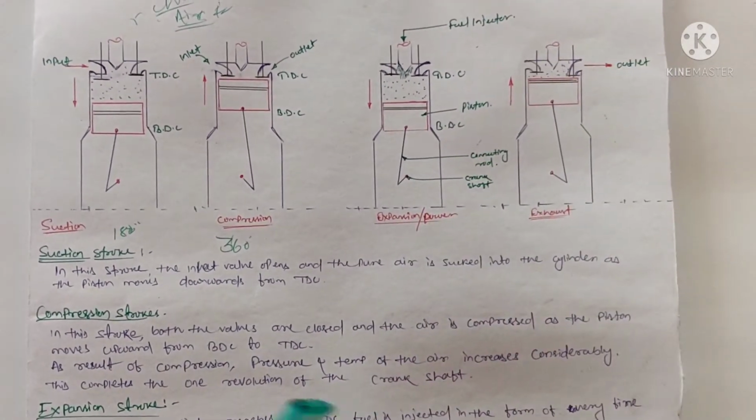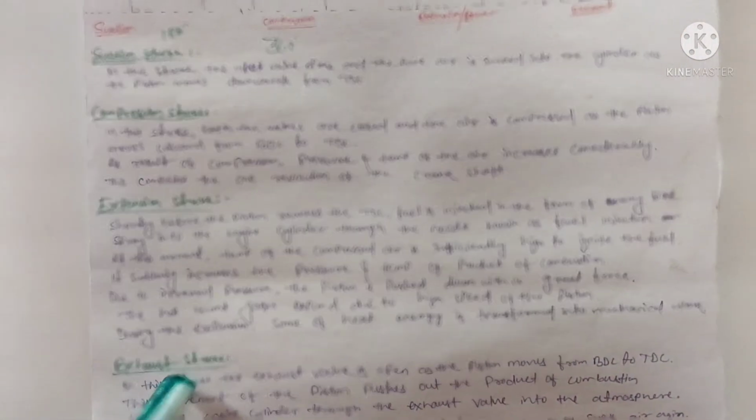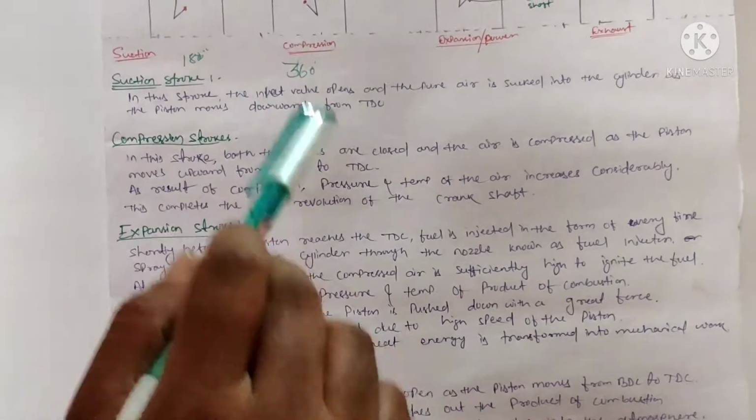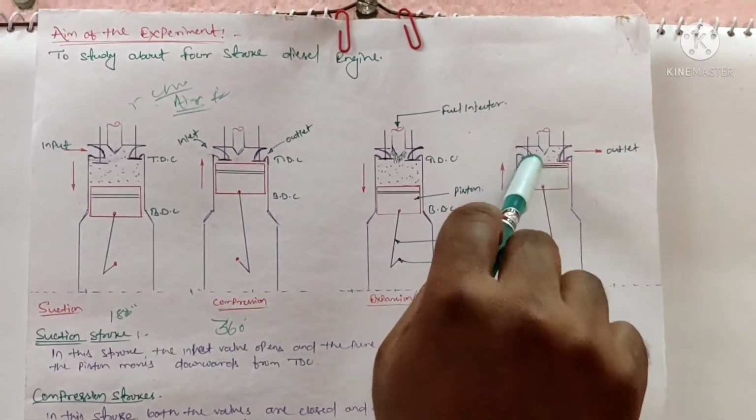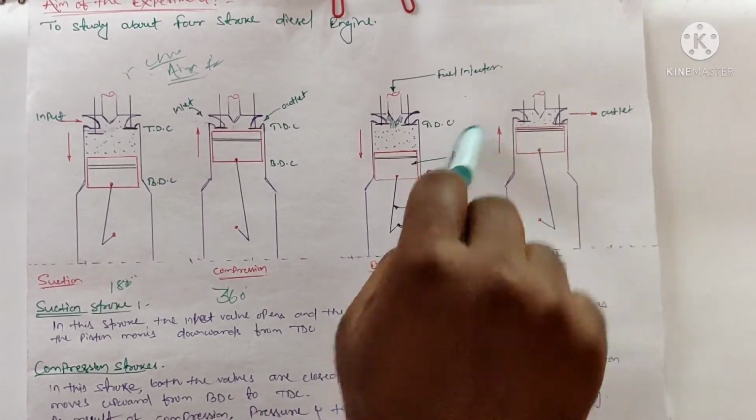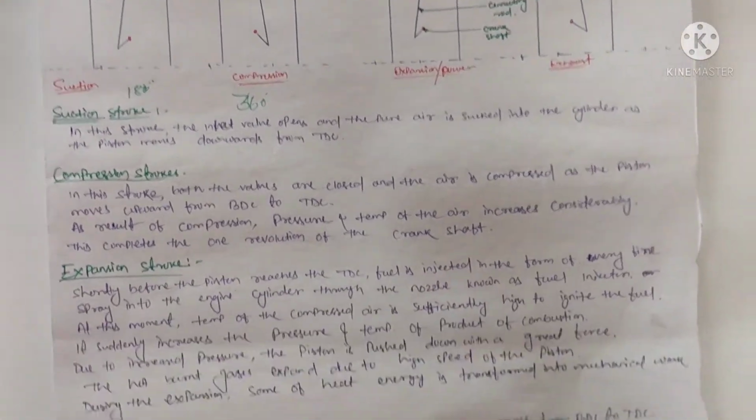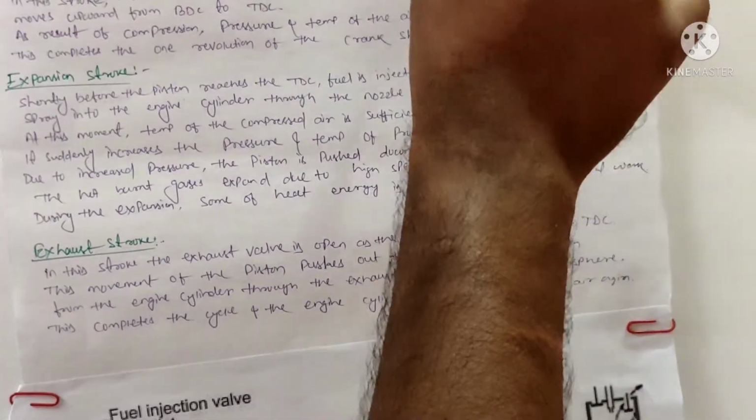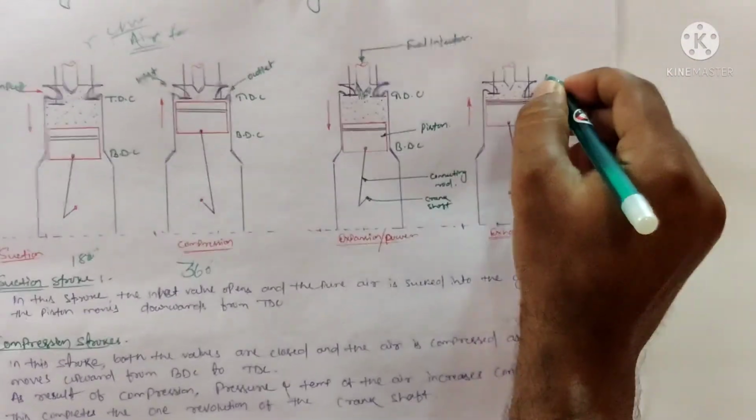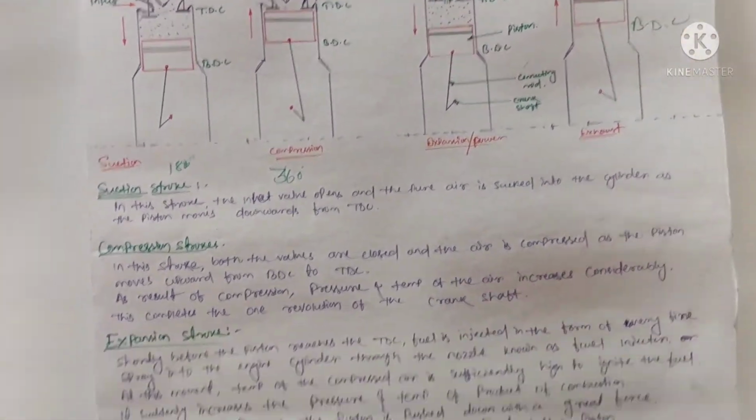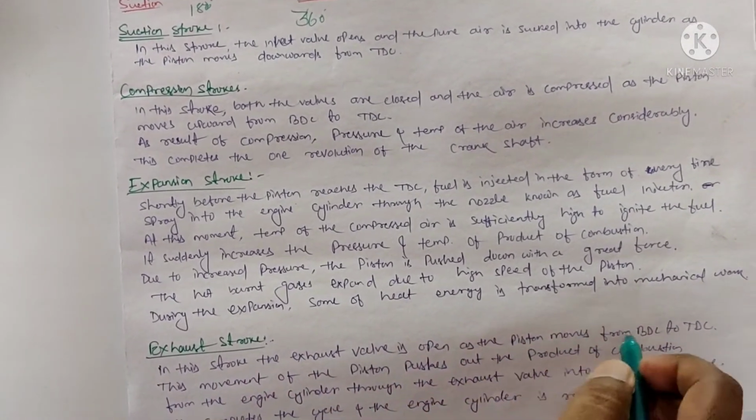Next, coming to the last process, your exhaust stroke. In this stroke, the exhaust valve is open. This is your exhaust valve. The exhaust valve is in open condition, but the inlet valve is in closed condition. The exhaust valve is open as the piston moves from BDC to TDC. The down portion is BDC and the upper part is TDC. In this stroke, the exhaust valve is open as the piston moves from BDC to TDC.